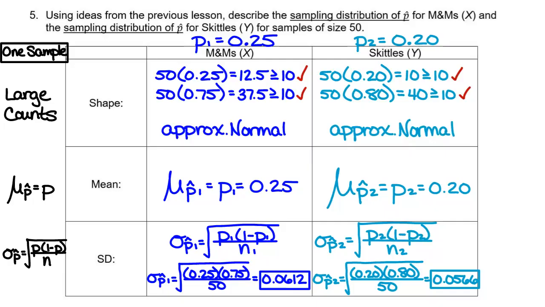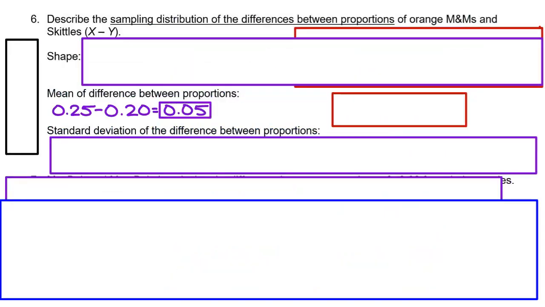Do you guys remember when we combined random variables? When we put random variables together? If I want to add two random variables, what do I do with their means? You add them. If you want to subtract two random variables, what do you do with their means? You subtract them. What about standard deviation? You add the variances and then you square root it. So let's look at what happens when we put these two random variables together.